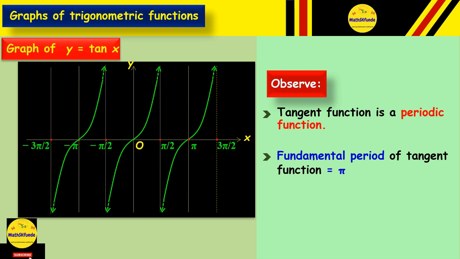Now some of you may say that this is the fundamental period, but then what about 2 pi? 2 pi is also a period, but not fundamental. The fundamental one is the one which is the smallest one. Okay. Now, what can be the next observation?